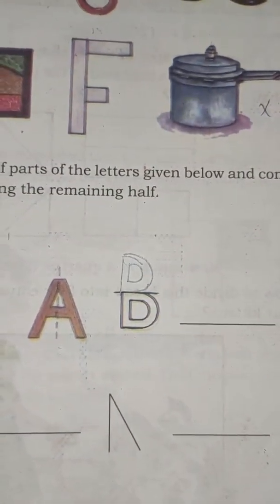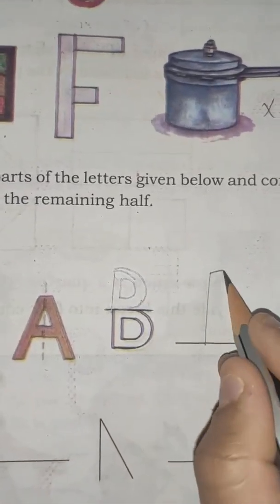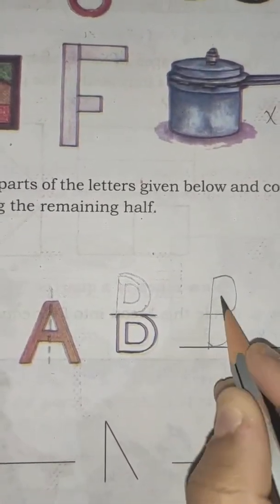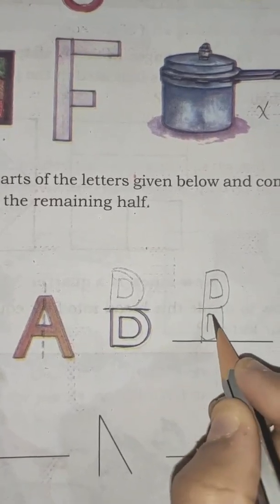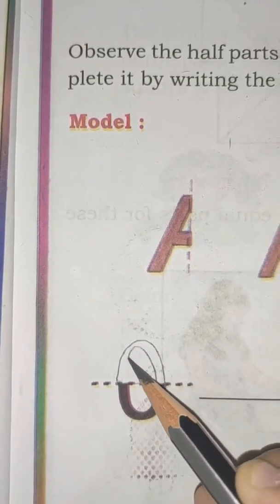What is this letter? Yes, it's a B, isn't it? So you have to complete it here like this. This is a B. In the same way, what about this one? If you complete the half of it, you will get the O here, isn't it? Yes, you got the O here. So you can draw O here.